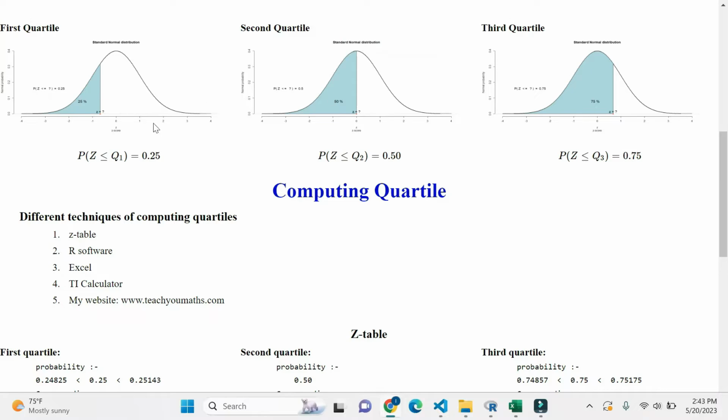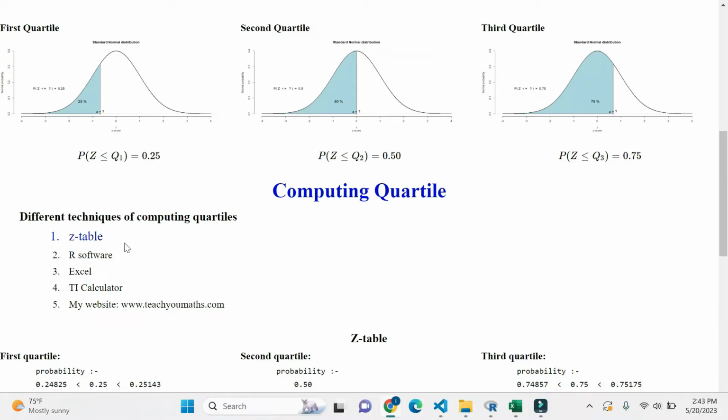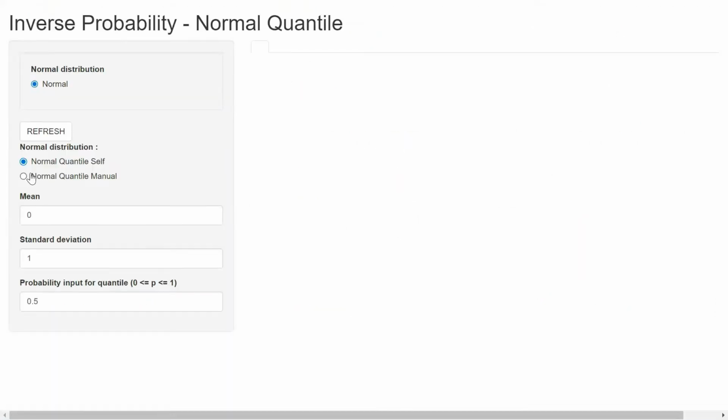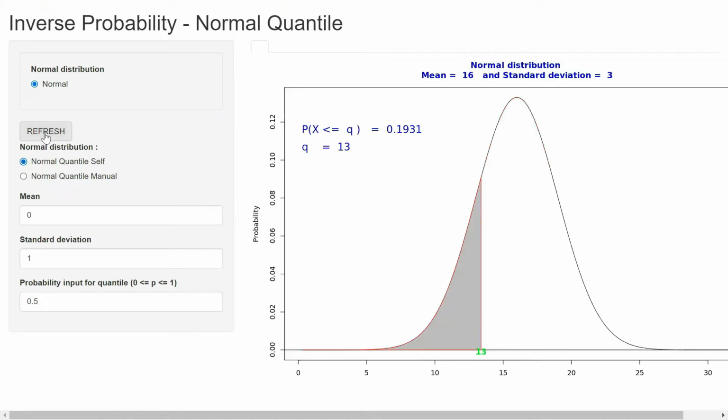Let's proceed to find these quartiles using different techniques such as Z-table, statistical computing software or Excel, TI calculator, and my website www.teachumath.com. Among these resources, I think the easiest one to start with is to visit my website at this link. This is the page. This is the button for self-generation of quantiles. If we refresh this, different quantiles for different distribution can be seen in the display panel here.